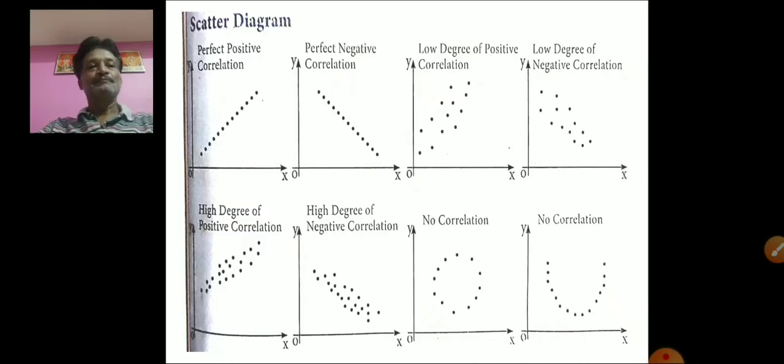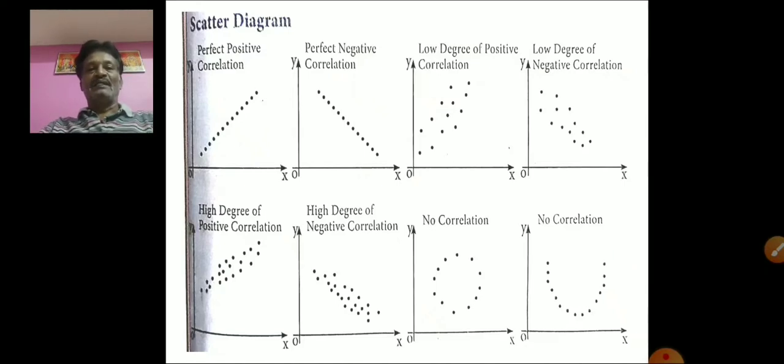And on the other hand, suppose the plotted points are somewhat deviated, and they start from the lower left-hand corner to the top right-hand corner. Here we say there is a low degree of positive correlation. And if the plotted points are somewhat deviated, and they start from the top left-hand corner to the lower right-hand corner, here we say the correlation between the variables is of low degree, that is, negative correlation.